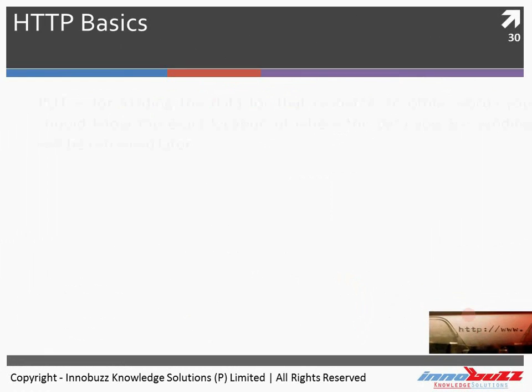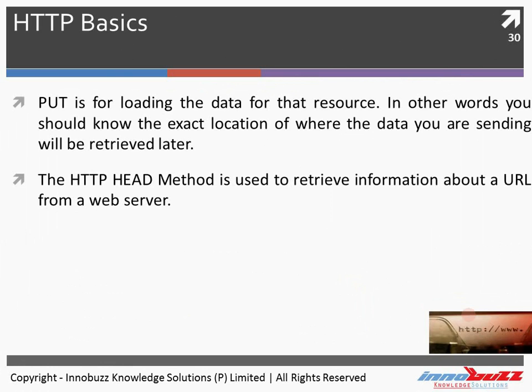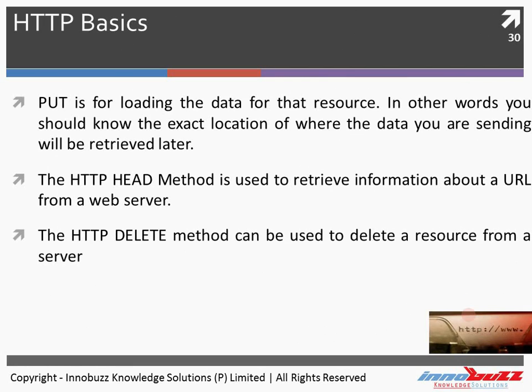Continuing with HTTP methods, we have put. Put is for loading the data for that resource. In other words, you should know the exact location from where the data you are sending will be retrieved later. The HTTP head is one more method of HTTP. It is used to retrieve information about a URL from a web server. The HTTP delete method can be used to delete a resource from a server.